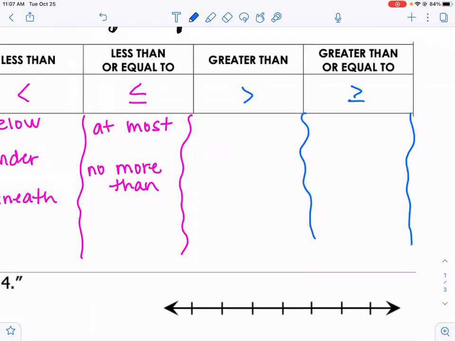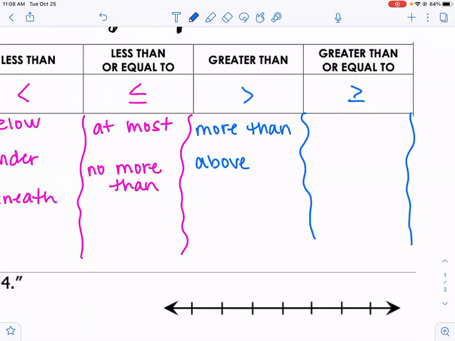So let's talk about greater than. Oh yeah, we talked about that yesterday, right? More than. Give me another word. More than. Okay, so less than we said below.